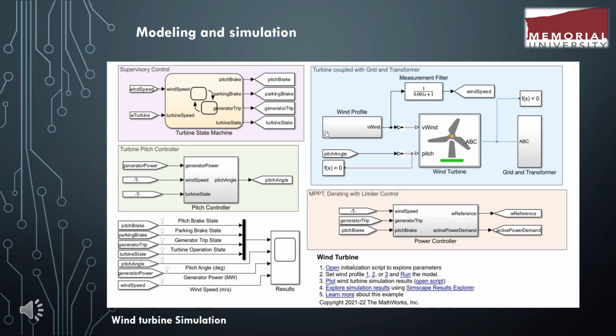We see the MPPT controller with a limiter controller. And why do we use MPPT? For using the maximum current. It's really crucial for generating the electricity. And we see the whole part of the wind turbine as well.